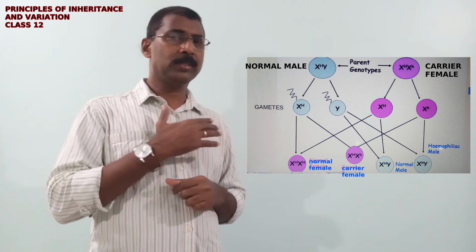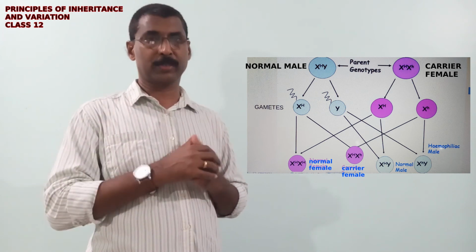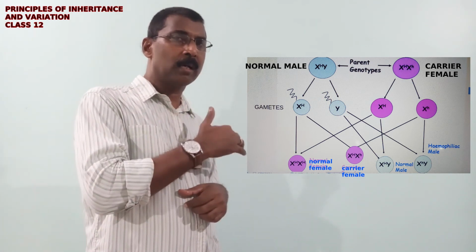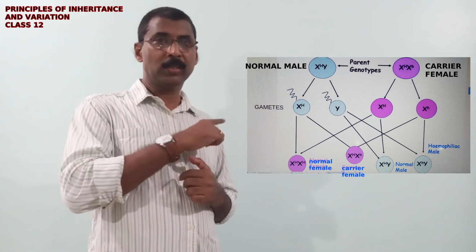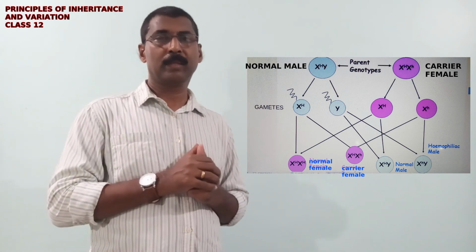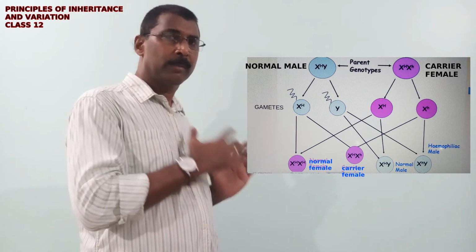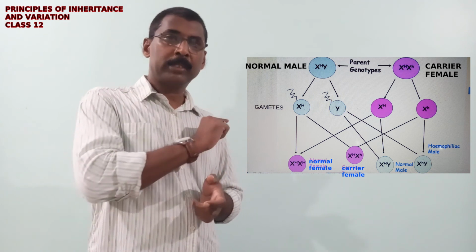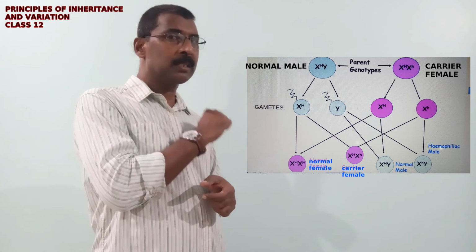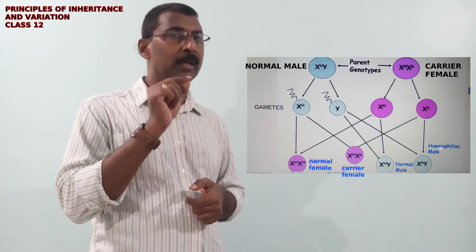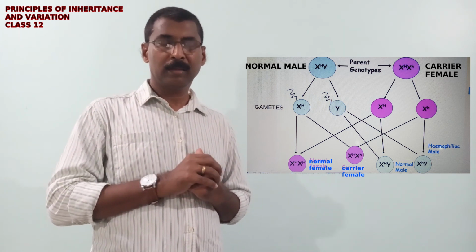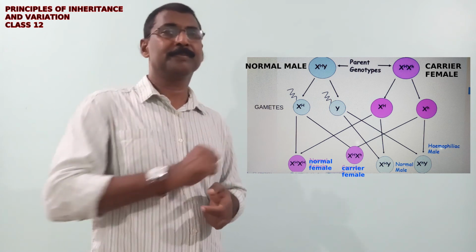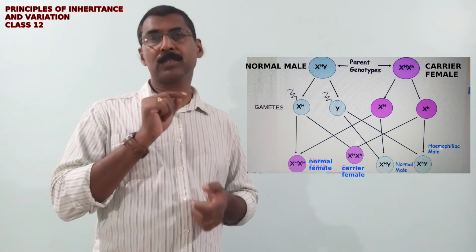Okay. Now see the progeny produced, or children produced. Among the children produced, all the females are normal. Even though some carry the allele, they are carriers. 50% of the females are normal, 50% of the females are carriers. But none of them are hemophilic. They are spared. What about the males among the children? 50% of the males are normal and 50% of the males are hemophilic. See, when no female children are affected here, male individuals are affected because they have only one X chromosome.